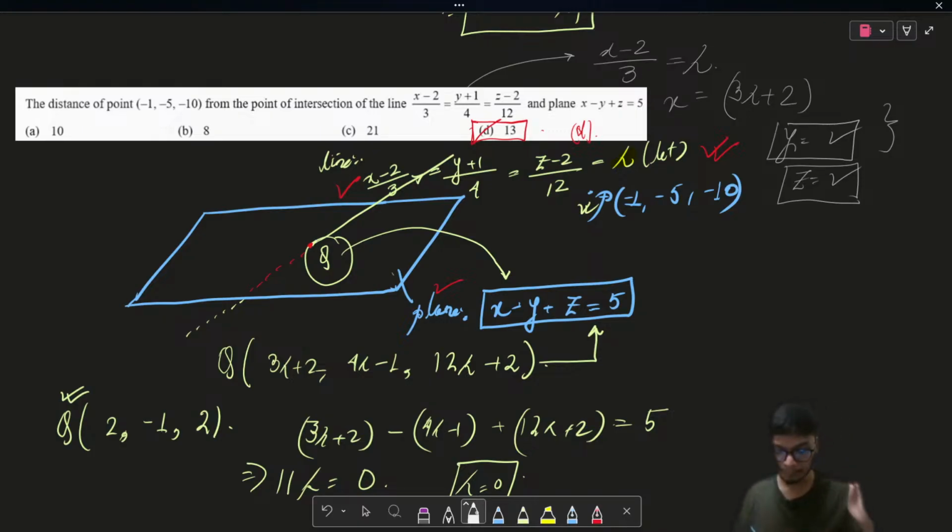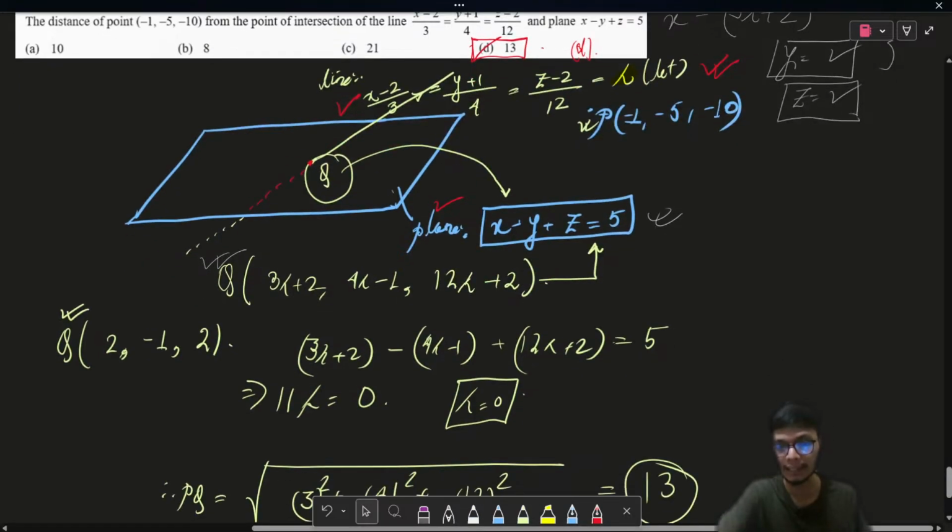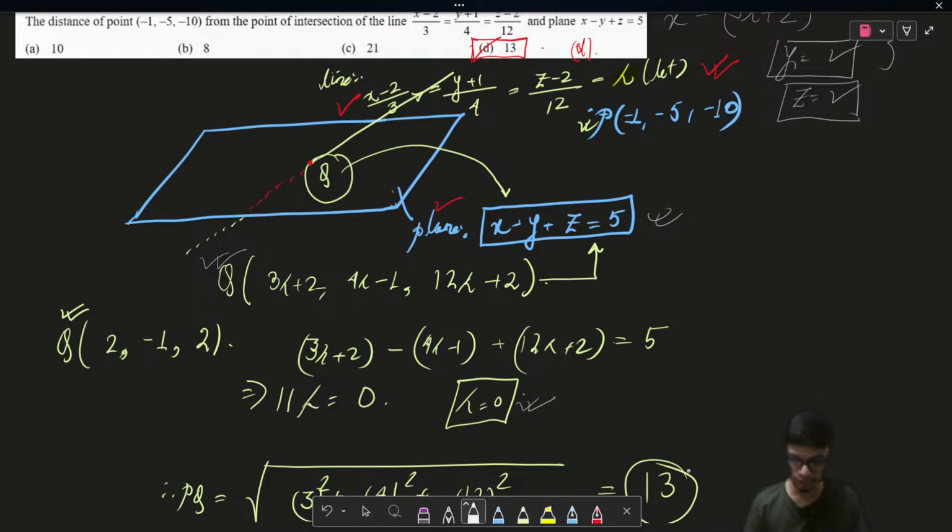So any parameter point Q will lie on the plane. Once I obtain this parametric form of Q, I'm solving for this particular point because it is going to lie on the plane. So I'm putting that in the equation of the plane, and by solving this equation, I will obtain the value of the parameter lambda. If you solve that, you will see that lambda comes out to be 0. That makes our solution much simpler, and we can easily find the point Q.